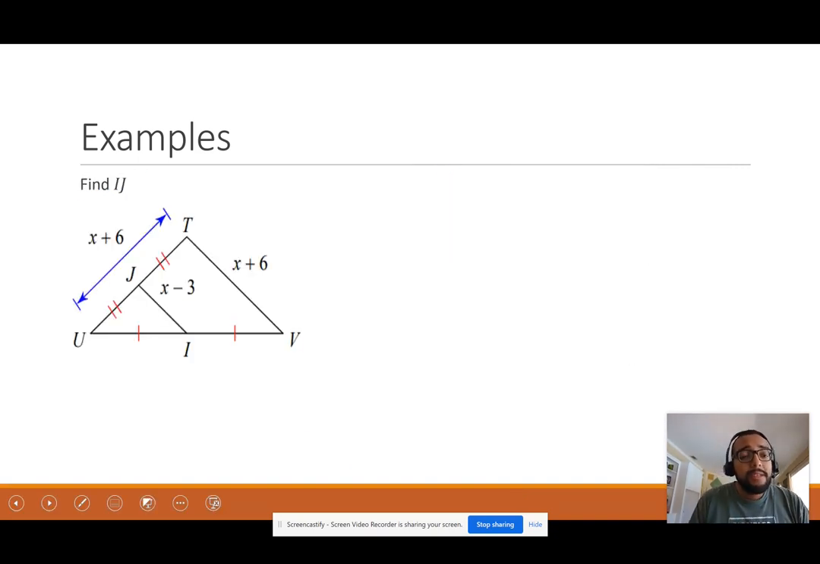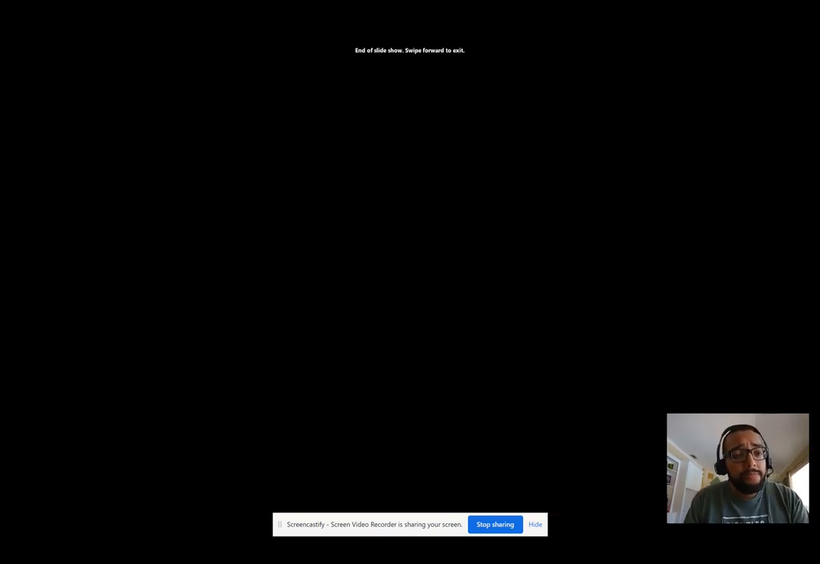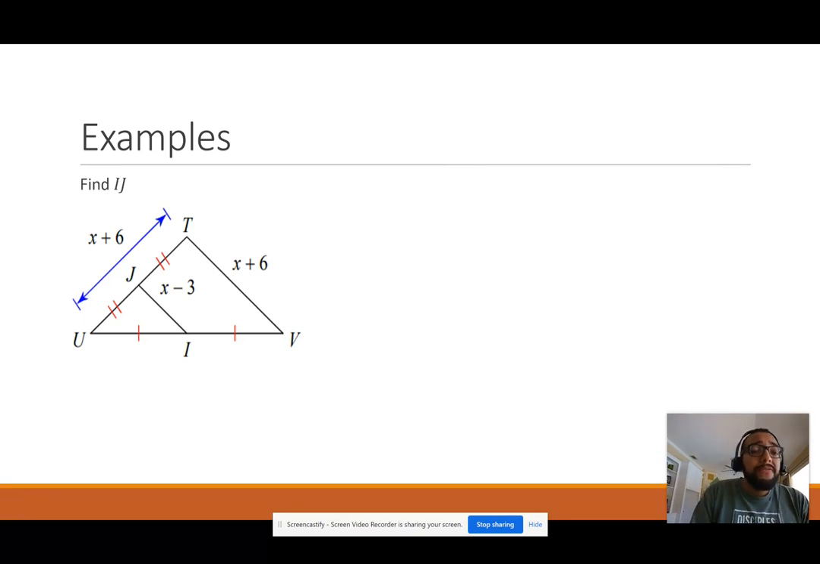So that means we have one more example. I believe we have one more. Awesome. So here, to find IJ, we need to find x, then plug it in. So again, this is like one of those where they give you some extra information you don't need to know. We need to find IJ. So first determine which one is your midsegment and which one is your base.